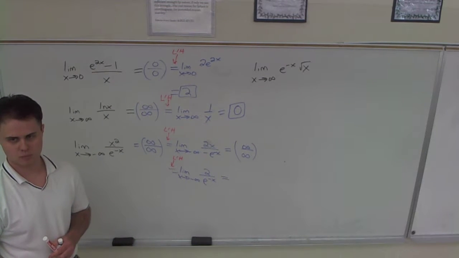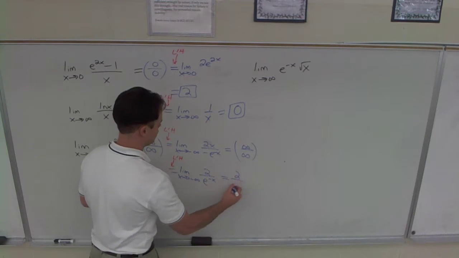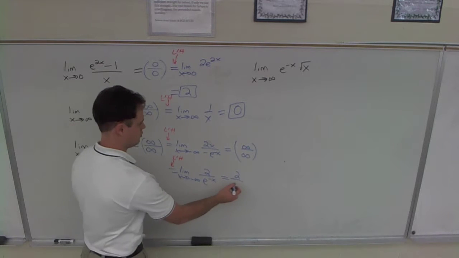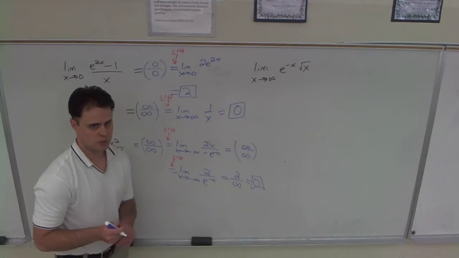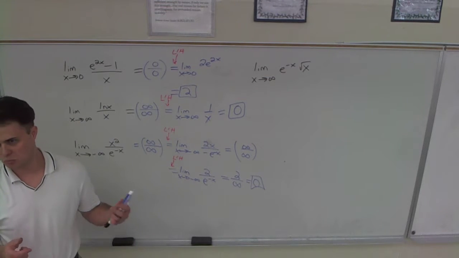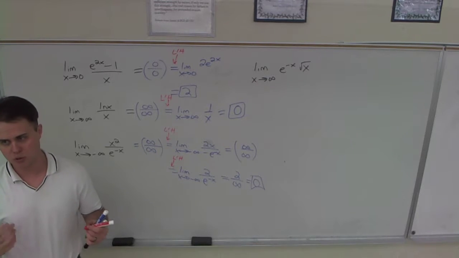You guys are good, right? The good stuff's pretty easy. So, 2 over infinity, which is 0. So you can use L'Hopital multiple times in some cases. If it's an indeterminate form of 0 over 0, or infinity over infinity, you can keep doing it.